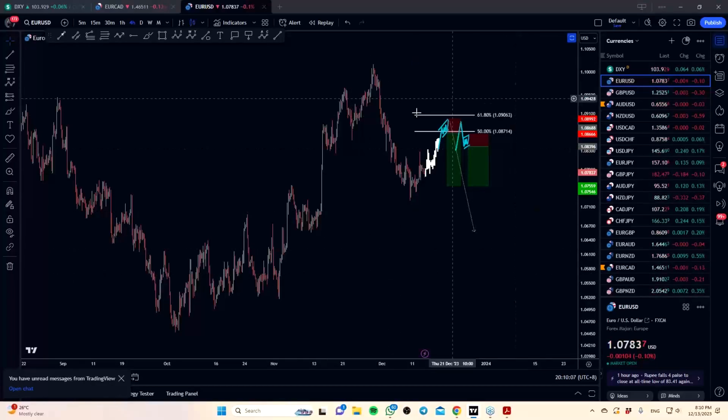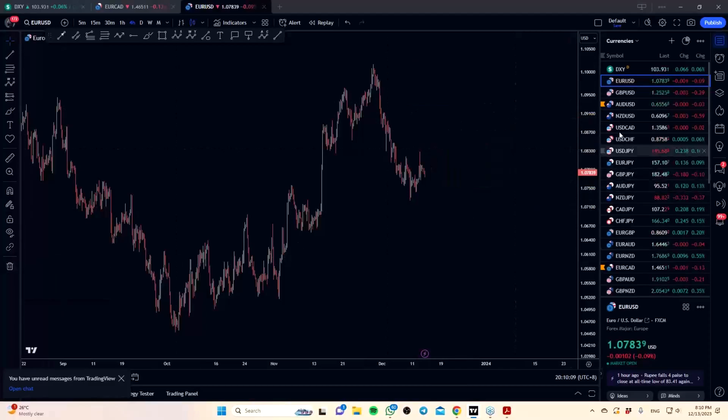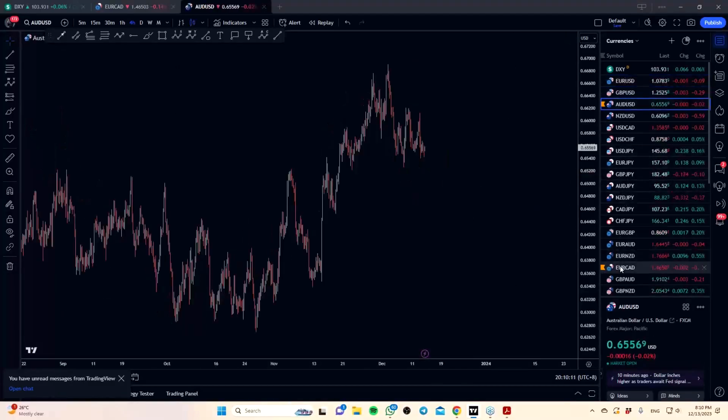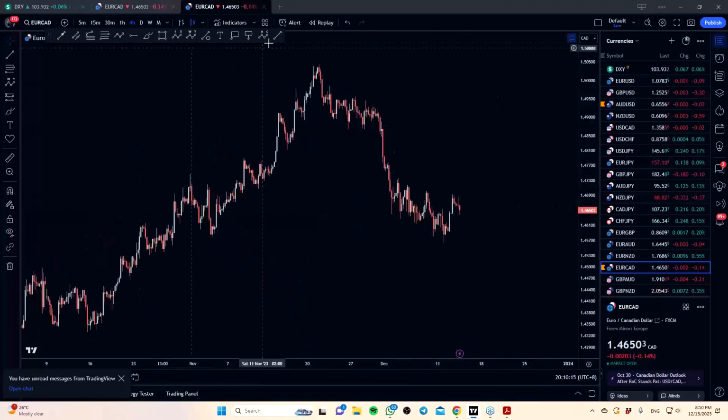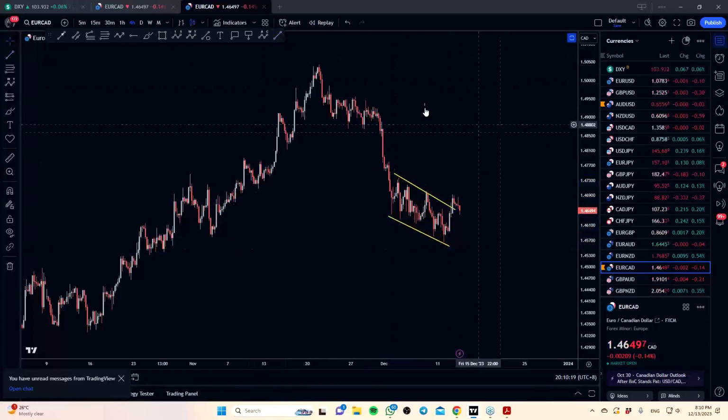Okay, so that's an example of the euro dollar side of things, right? I'll give you another one, for example, euro Canadian. This is actually on the 4-hour chart, right? We have this little crawl here. Okay, the crawl has completed everything.